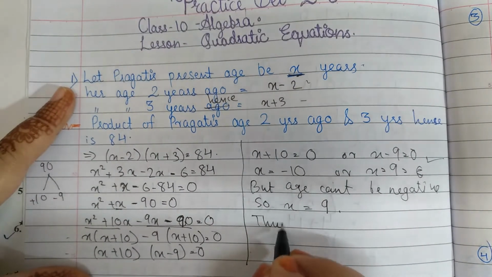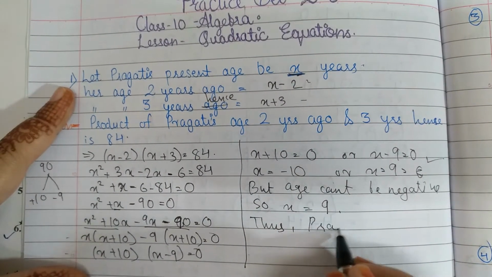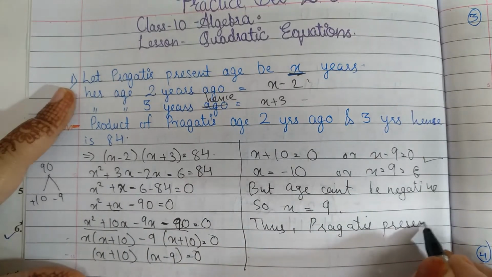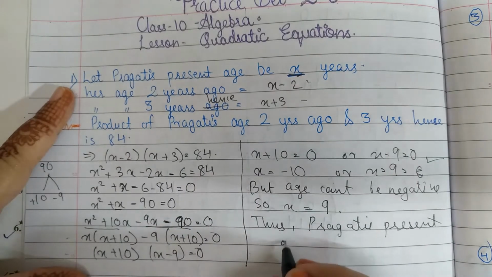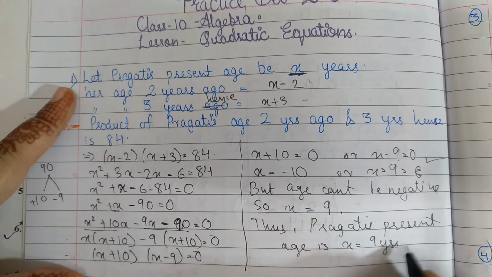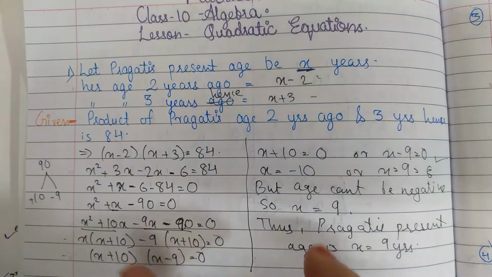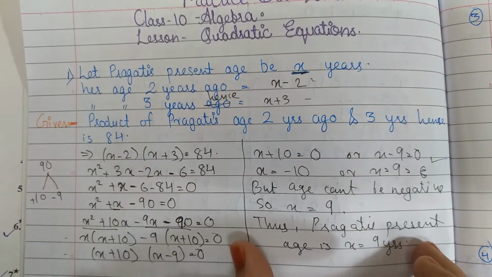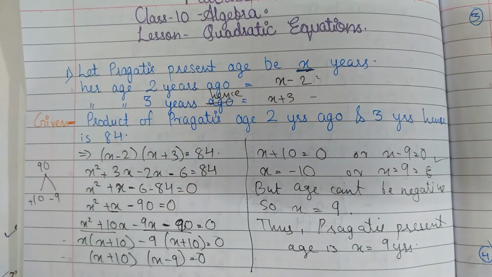Thus Pragati's present age we have to calculate, that is x, that is 9 years old. Alright, so student, in application based questions you have to write all the answers in a statement. Alright, now let's solve question number 2.